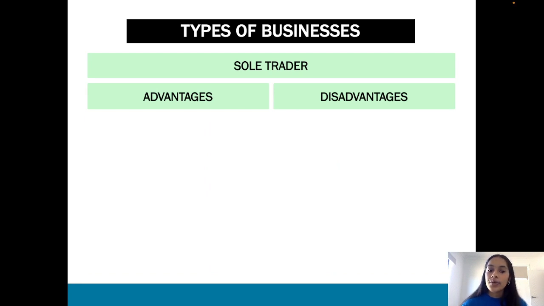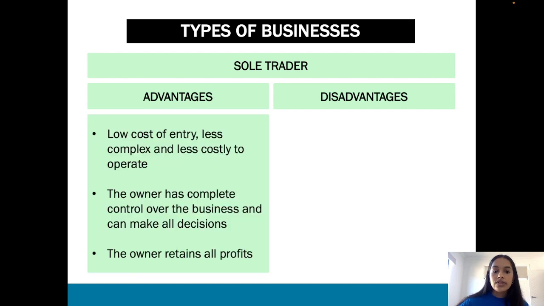All right, now we're going to go through the advantages and disadvantages of each of these business structures. With sole trader, the advantages are that it has a very low cost of entry, it's not very complex, and it's not that costly to operate because it is run by one individual. They don't have to worry about paying a lot of employees, and they tend to be smaller businesses, so they don't have much of an operating expense.